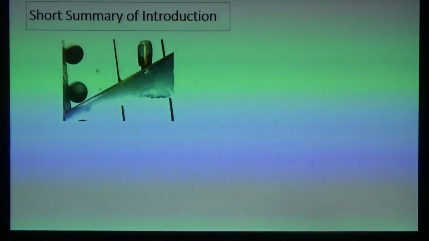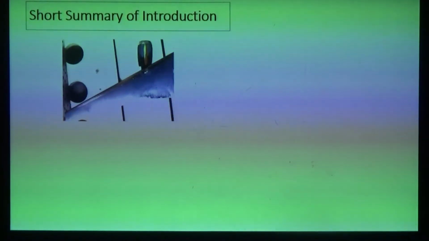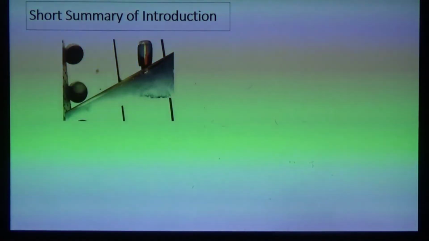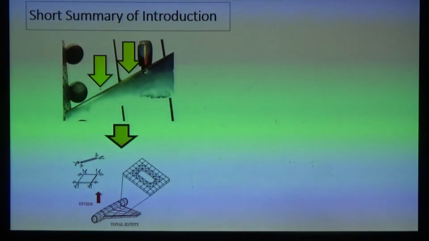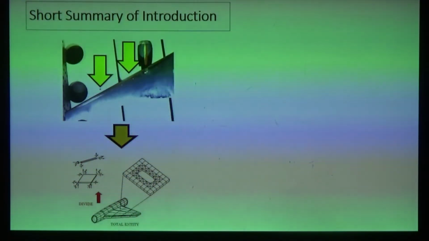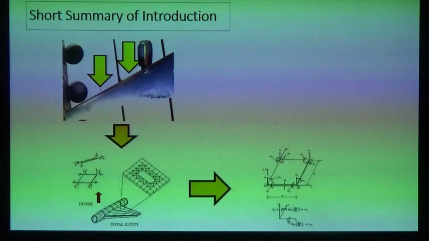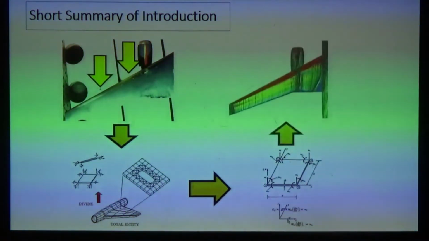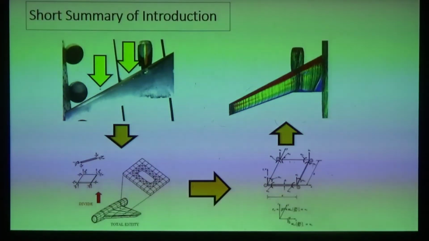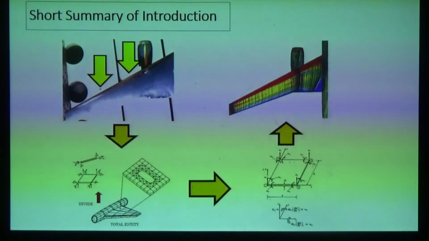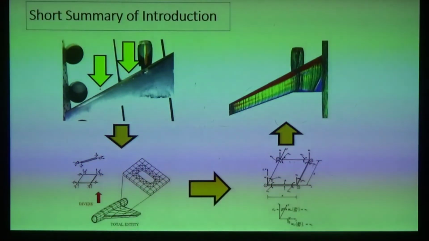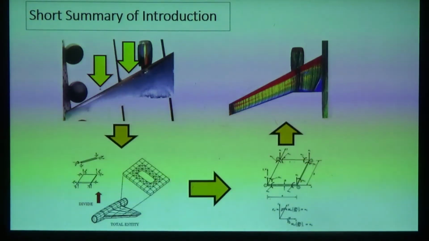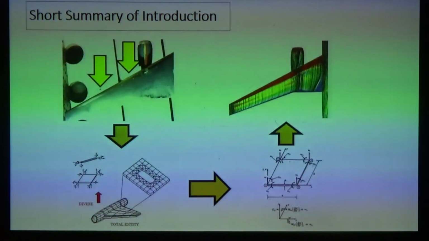This is a short summary of my introduction. When forces work on an object, it changes its shape. We create a mathematical model, divide the object into small elements, and perform calculation with each element to predict its dynamic behavior. By accumulating the results, we can predict how the original object will change its shape. This technique is called structural analysis.